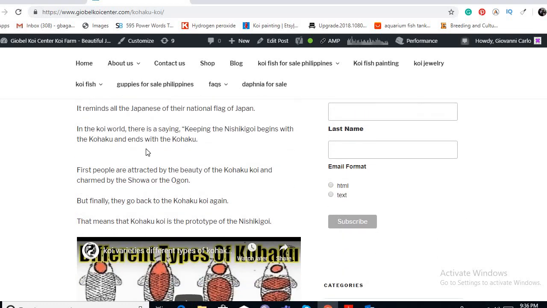First, people are attracted by the beauty of the Kohaku koi and charmed by the Shiro Utsuri or the Ogon. But finally, they go back to the Kohaku koi again. That means that Kohaku koi is the prototype of the Nishiki koi.